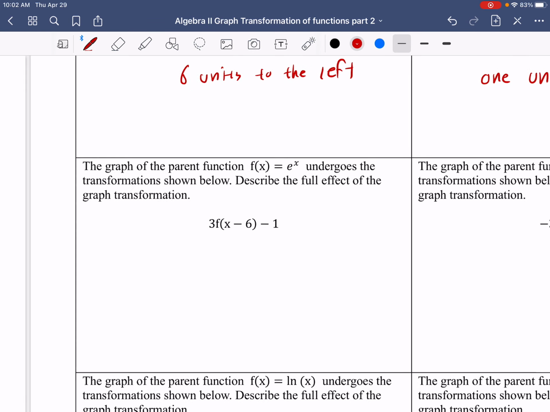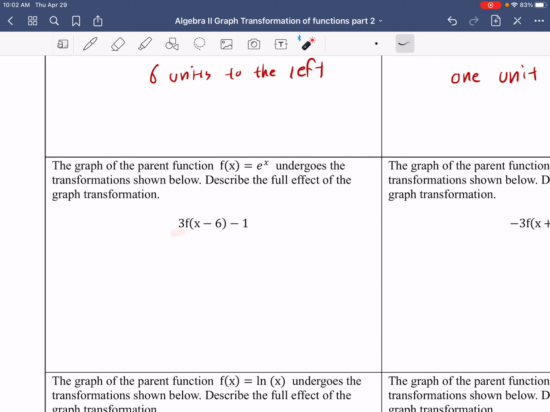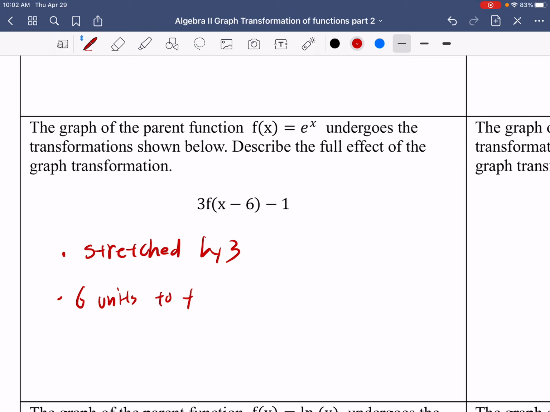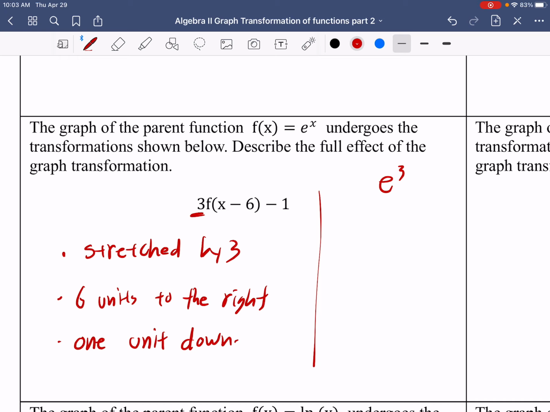What about here? We have 3 in front of f of x and minus 6 for the left and right and minus 1. So even without setting up, you can tell: stretched by 3, 6 units to the right and 1 unit down. Or if you want to set it up, we start from e cubed and you're going to put 3 in front of it.